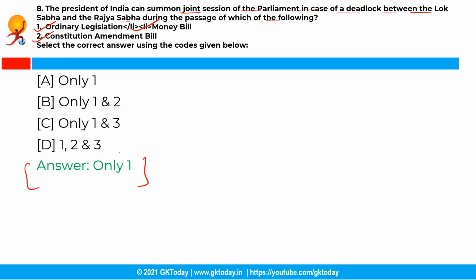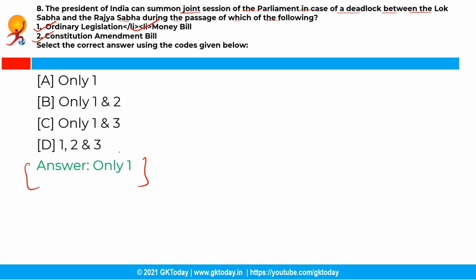Firstly, when a bill has been passed by one house and transmitted to the other house and it is rejected by the other house. Secondly, both houses have finally disagreed as to the amendments to be made in the bill. And thirdly, more than 6 months elapse from the date of the reception of the bill by the other house without the bill being passed by it.